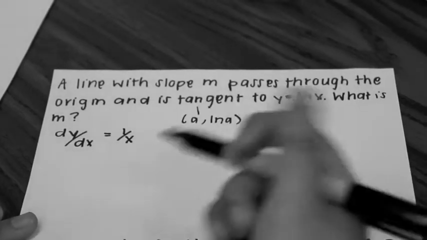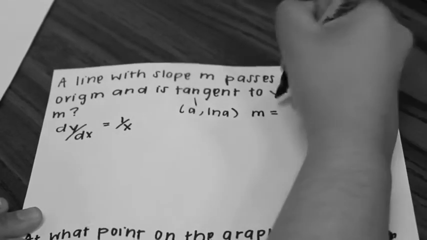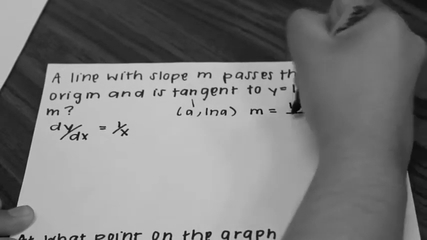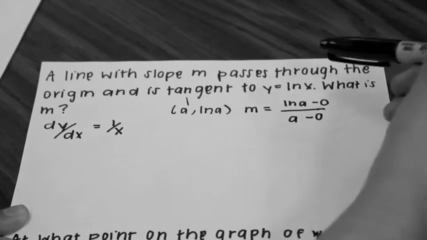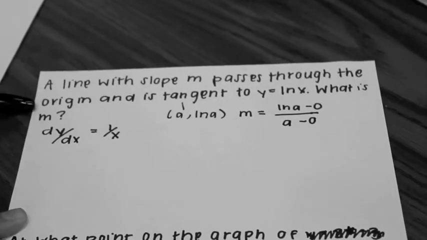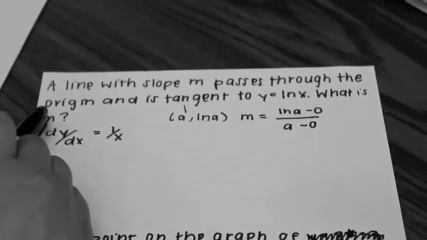And now to find the slope, you just use your simple slope formula. m is equal to ln a minus 0 over a minus 0. So remember, your point is a, ln a, and your second point is 0, 0, which they tell you in the problem that it passes through the origin, which is the point 0, 0.